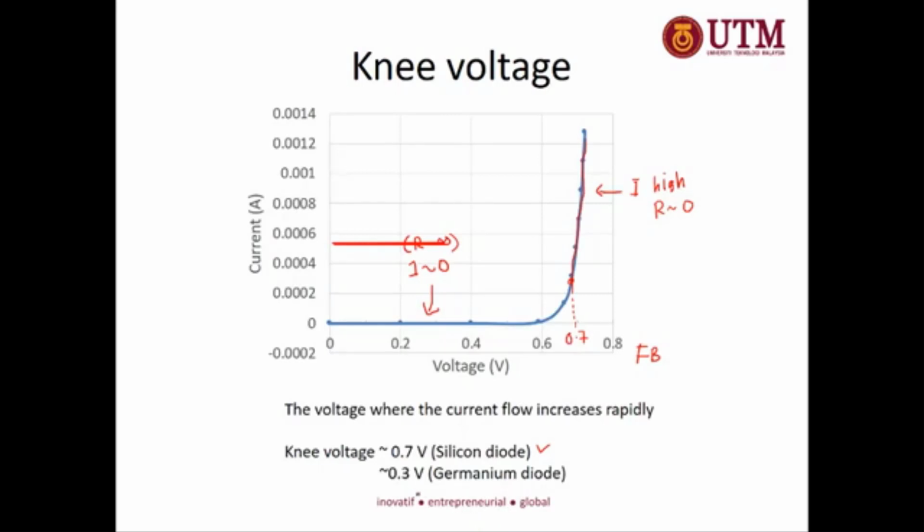But if the PN junction is made from germanium, you know germanium is another type of elemental semiconductor, the knee voltage will be lesser, which is around 0.3 volt. So this is one of the things that need to be taken into account when you want to identify the PN junction or the diode, whether the diode is made from silicon or from germanium.